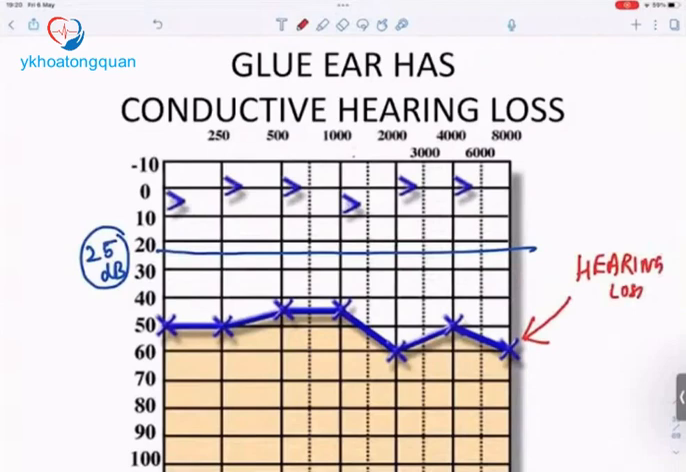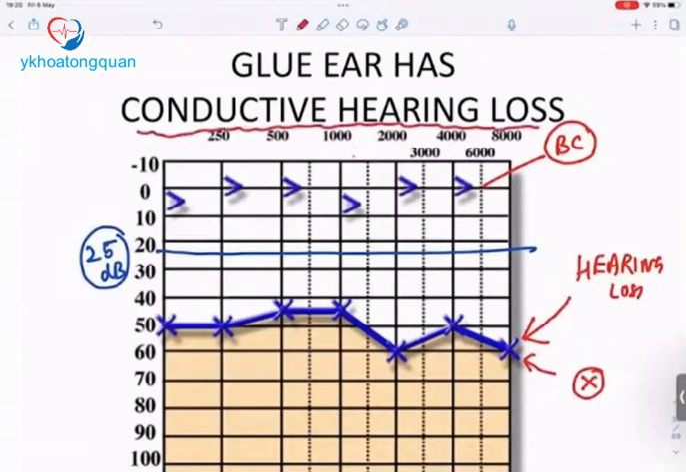Okay, fine. This is to be ignored. This is bone conduction threshold. This is not to be taken. We always look for these cross symbols. So this is having a conductive hearing loss, meaning the patient is unable to hear. This is bone conduction. This is air conduction. These are fine things in audiology, and we call it the AB gap. AB gap means conductive hearing loss.